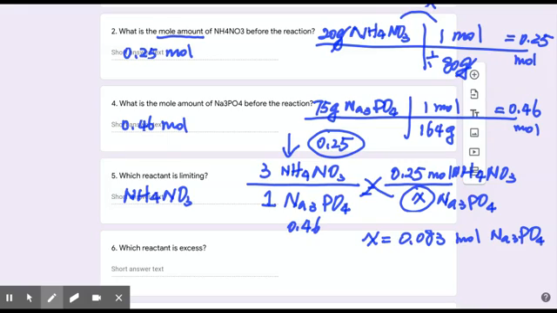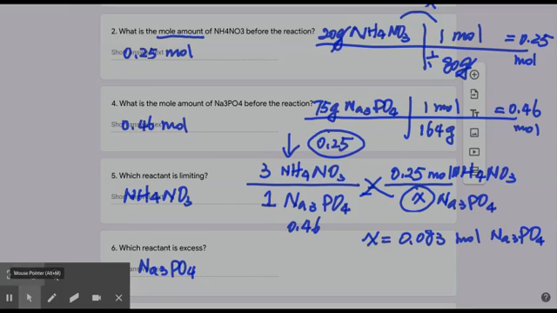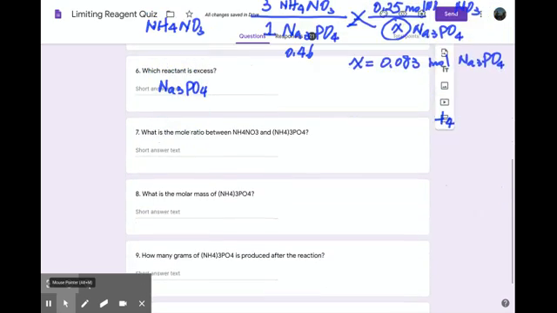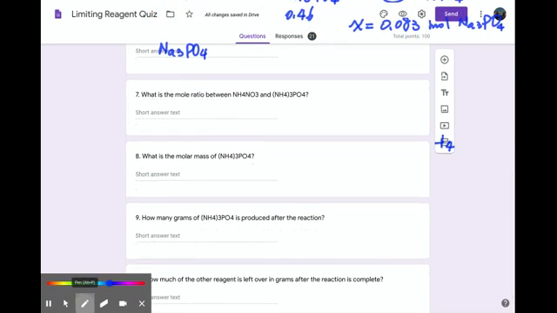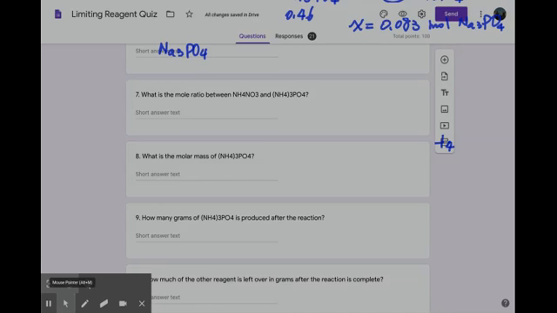Okay, number 6. Since NH4NO3 is limiting, the other one must be excess. So your answer is Na3PO4. So your mole ratio between NH4NO3 and Na3PO4. Okay, you have to go back to your question.